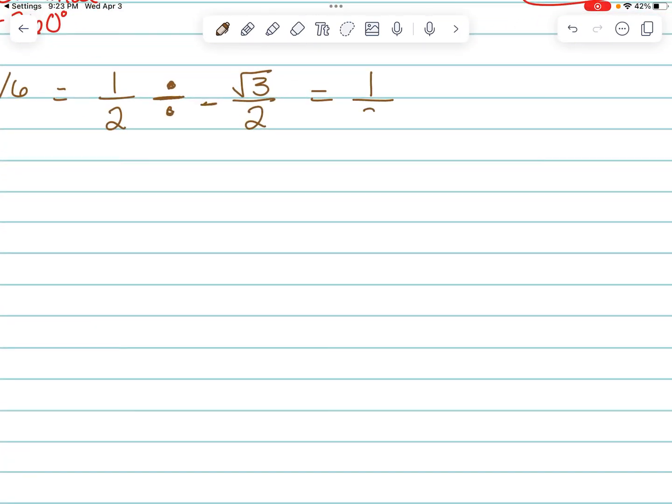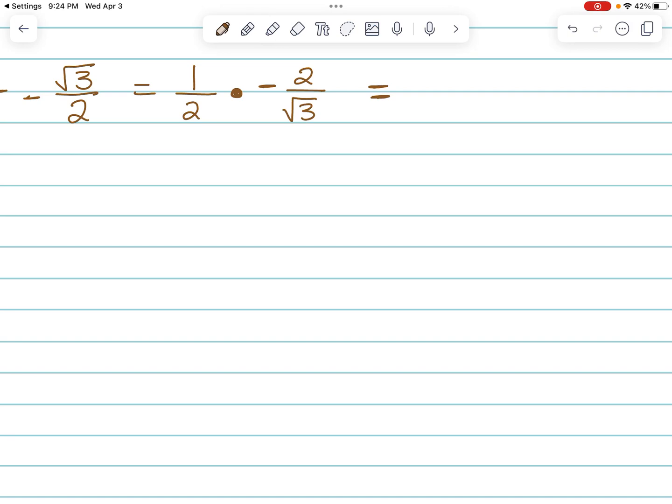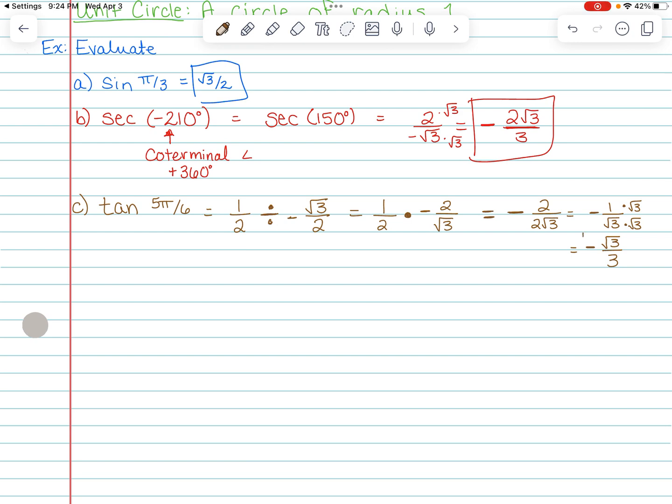To divide fractions, I flip the second guy and multiply, keep change. Flip, multiply by the reciprocal is technically what it's called. Multiply straight across, keeping in mind my positives and negatives. Positive times negative is negative. 2 over 2 root 3, and I simplify my fraction. So I get negative 1 over root 3. And don't forget to rationalize the denominator. In the end, I end up with a negative square root of 3 over 3. So far, all of this should look familiar.